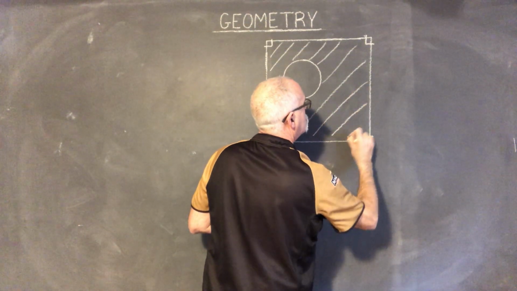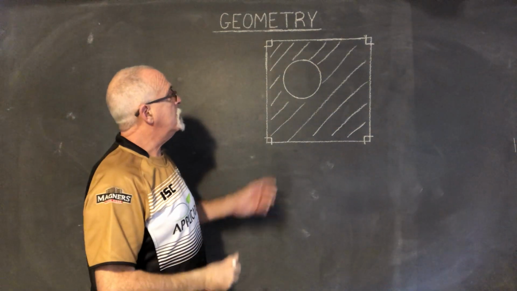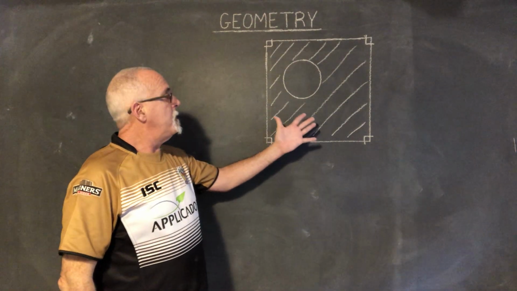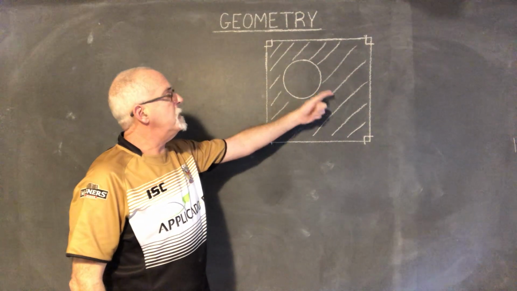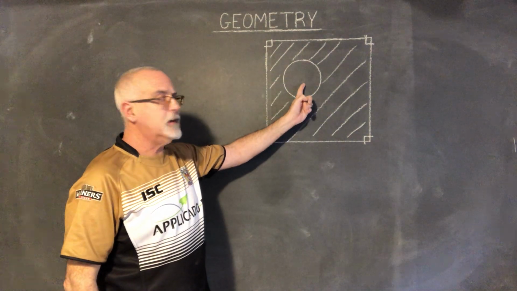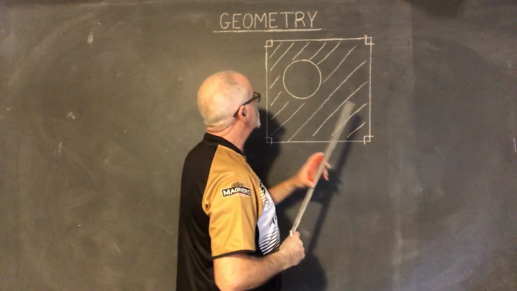Okay, not too complicated a composite shape, but to find the area of the shaded part, we can't just find the area of the square. We have to find the area of the square and then subtract the area of the circle. I need more information. I need some dimensions.